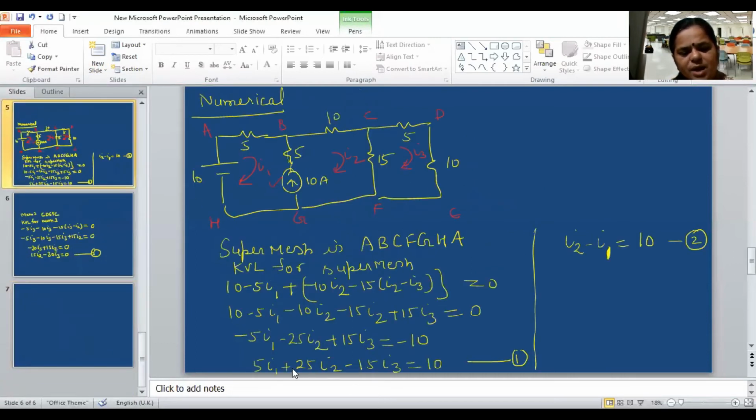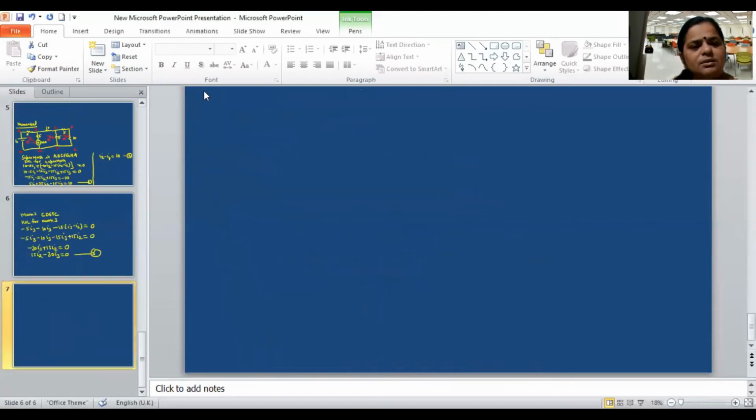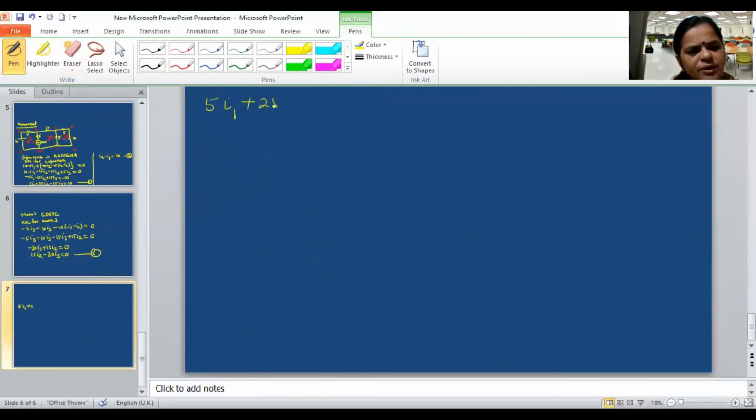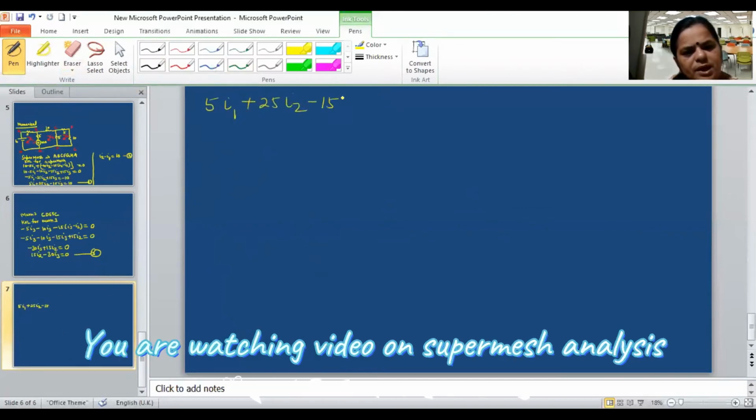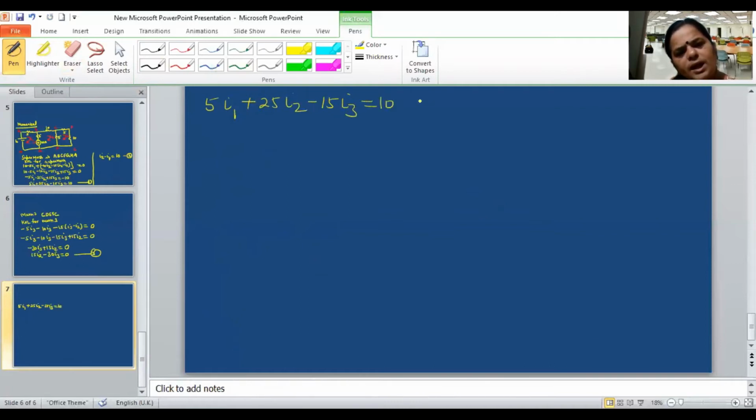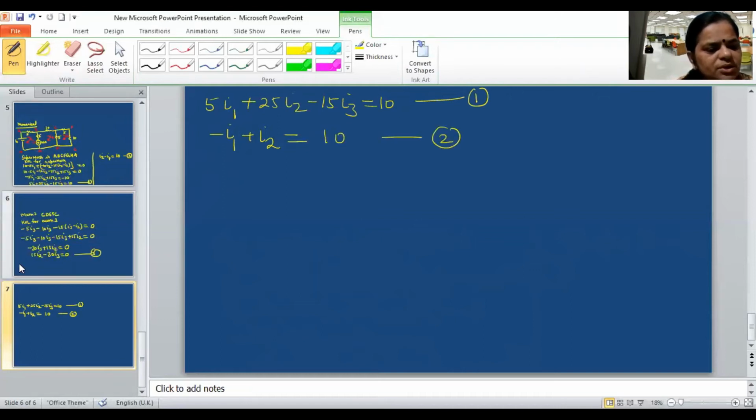Equation number 1 is 5I1 plus 25I2 minus 15I3, that is equal to 10. This is equation number 1. What is equation number 2? Equation number 2 is I2 minus I1 is equal to 10, so I can write minus I1 plus I2 is equal to 10. This is equation number 2. And what is equation number 3? That is 15I2 minus 30I3, that is equal to 0. This is equation number 3.